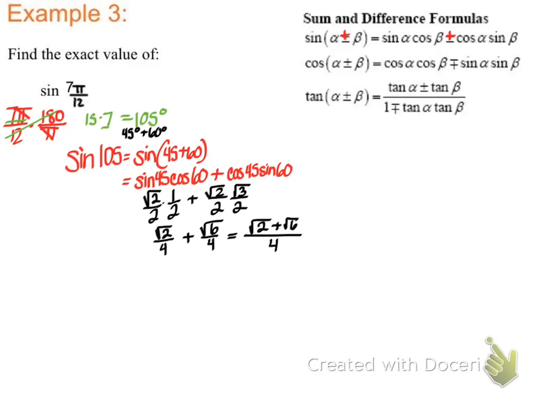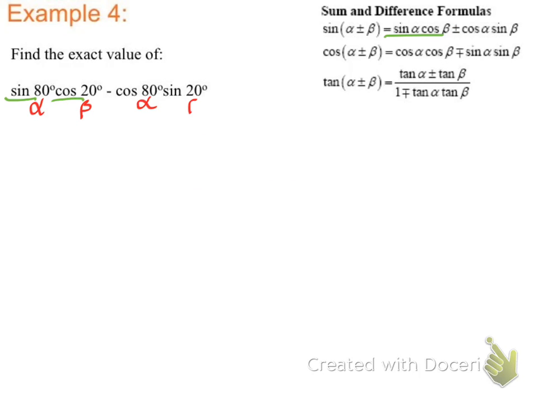So let's take a look at one more example, but now it's actually backwards. We notice that we have two angles that we're working with, and we are trying to find the exact values, so there must be a formula we can use here. The first thing we notice is that we have sine of 80 cosine 20, which is very similar to the sine sum and difference formula. And the next thing that we notice is that alpha is 80 and beta is 20.